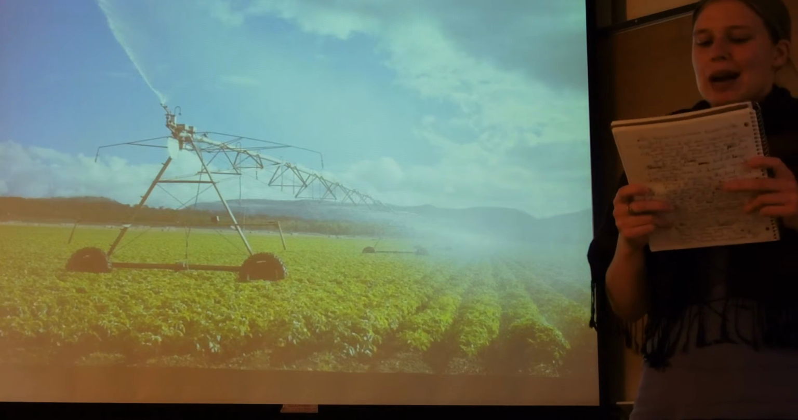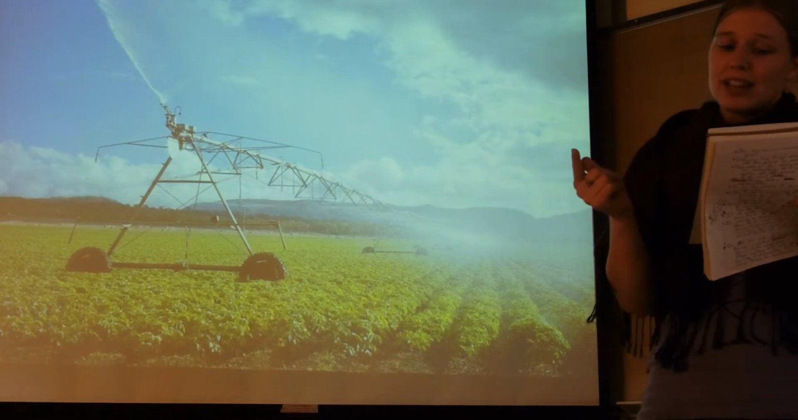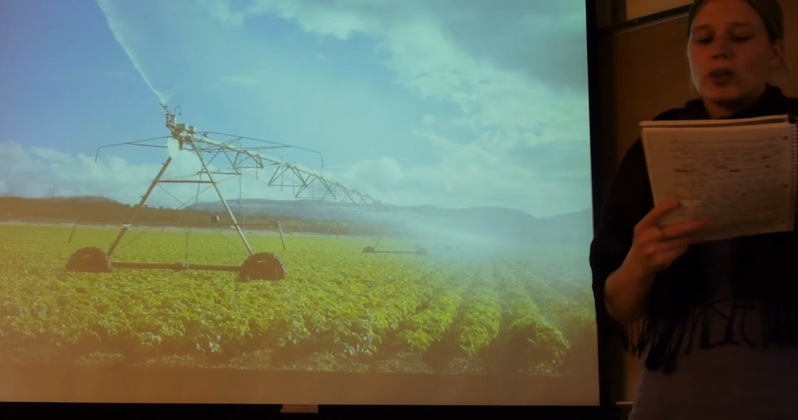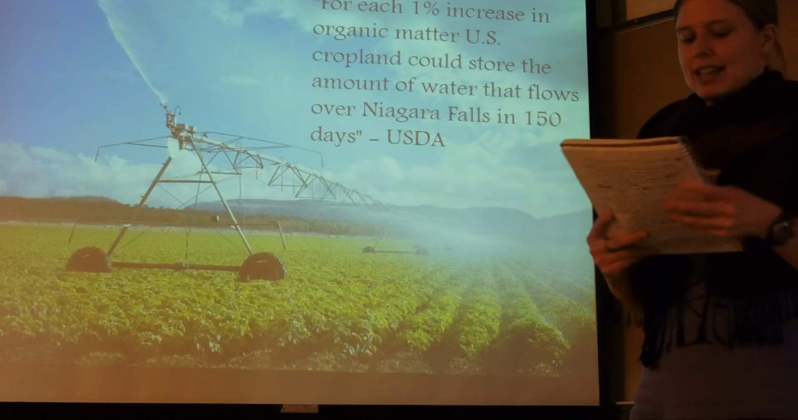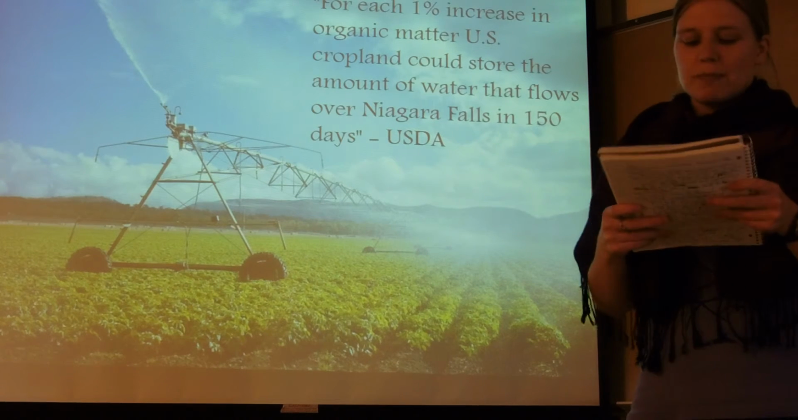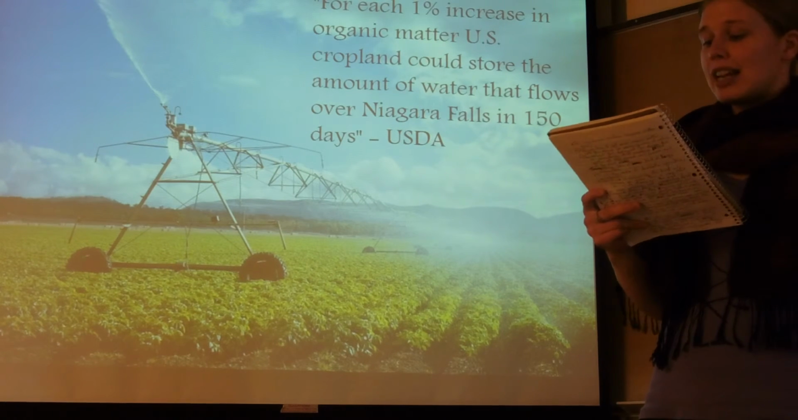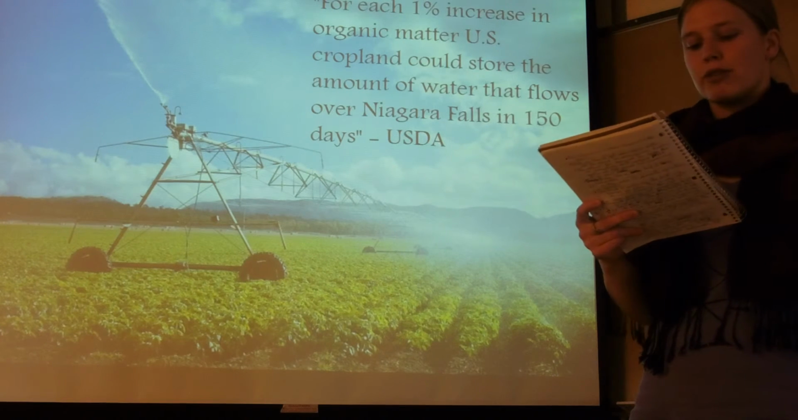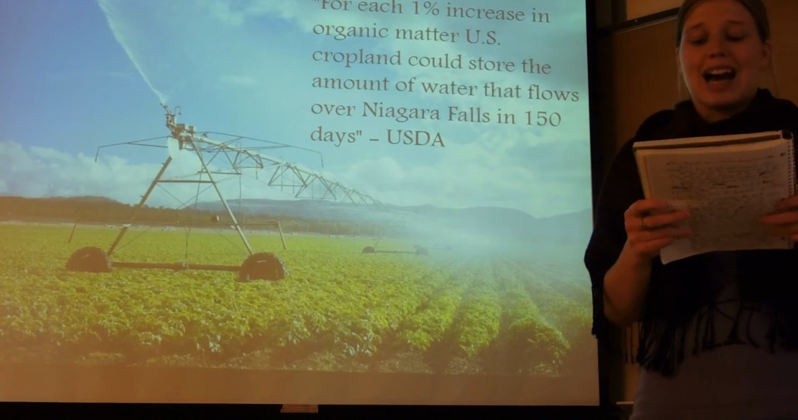Humans in the soil allow a small amount of water from rain or irrigation to support plant life and plant growth for a long period of time by holding the water until the plants need it. The U.S. Department of Agriculture says that for each 1% increase of organic material in soil, U.S. cropland could store the amount of water that flows over Niagara Falls in 150 years.